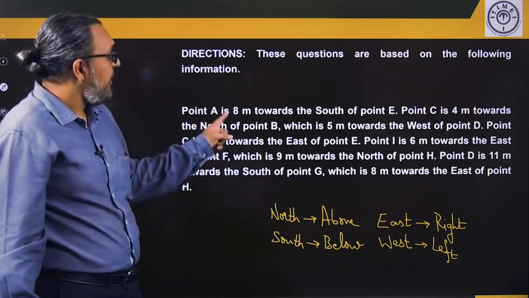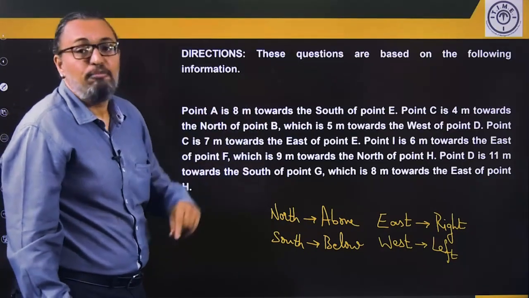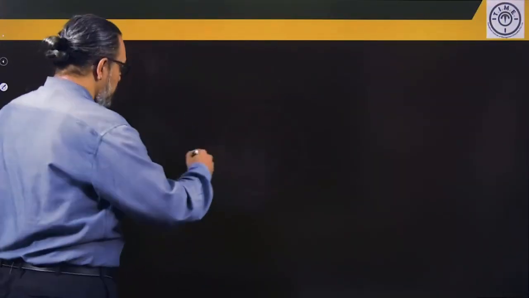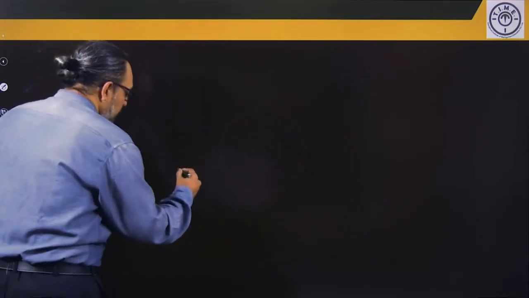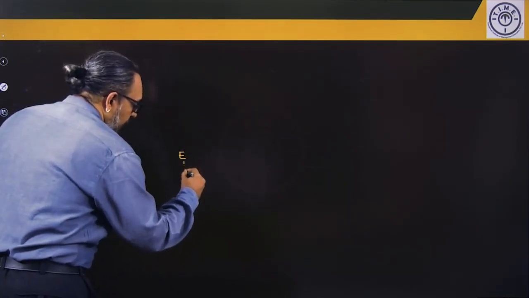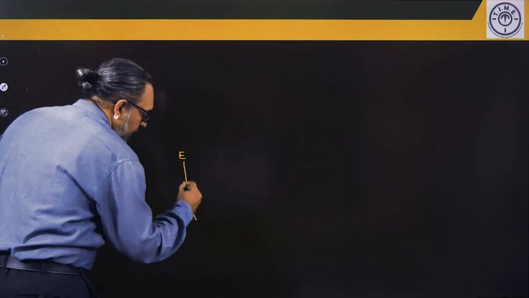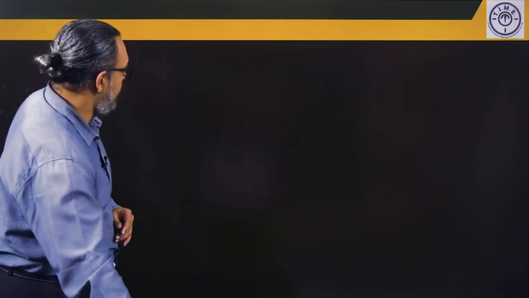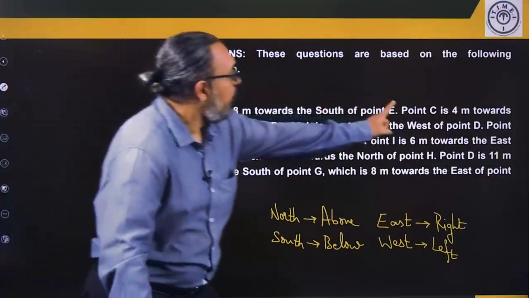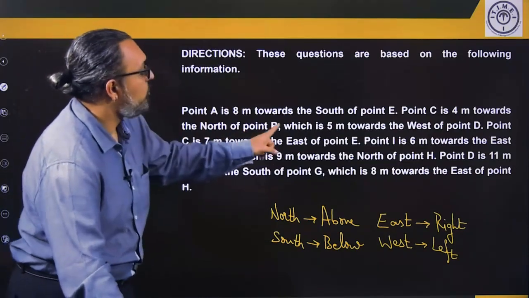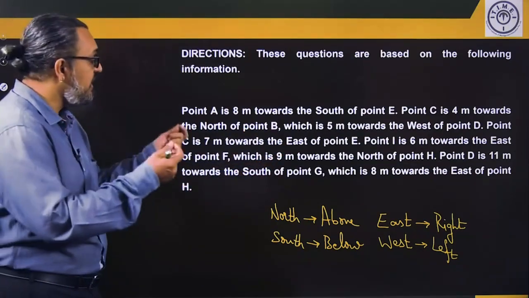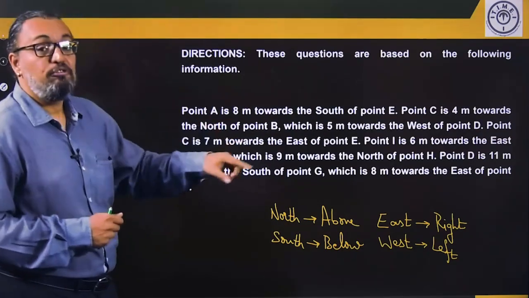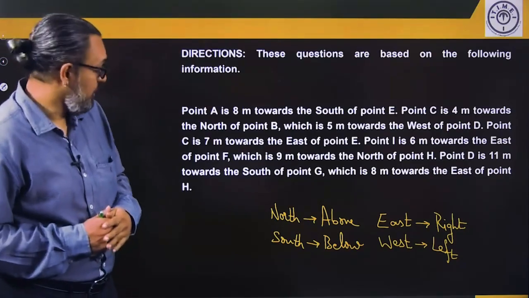Now we have point A is 8 meters towards the south of point E, okay. So now A is towards the south of point E, so A should come below E. So we have E, okay, and A has to come below E, and the distance is 8 meters, correct. Then point C is 4 meters towards the north of point B. Now we don't know where C and B is, because I have fixed for now A and E. So C is north of B, means C should come above B, okay.